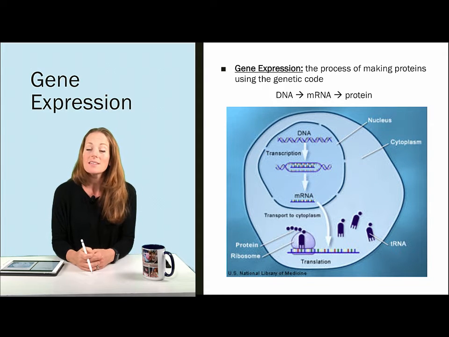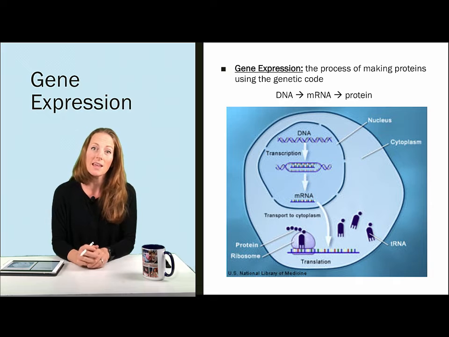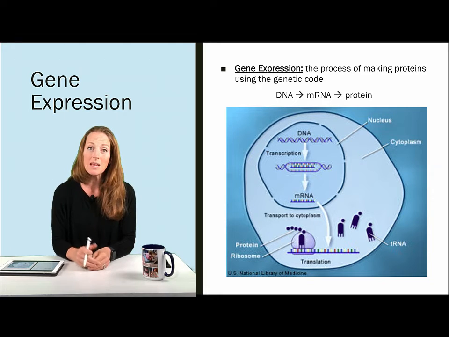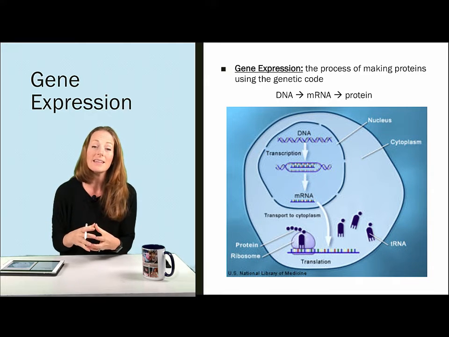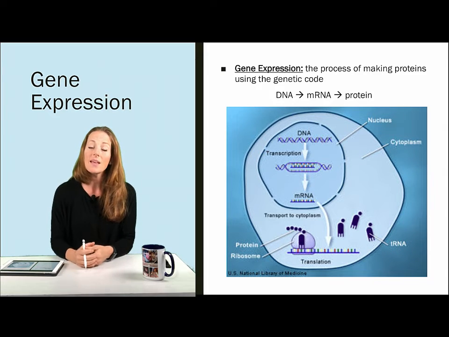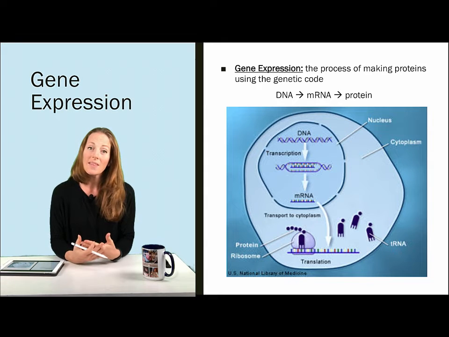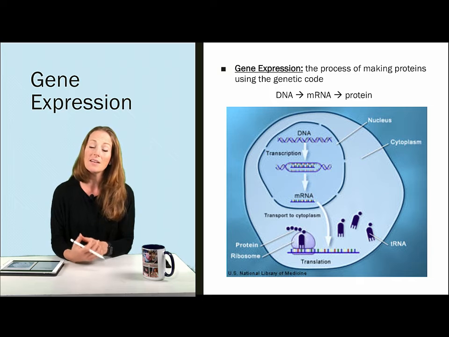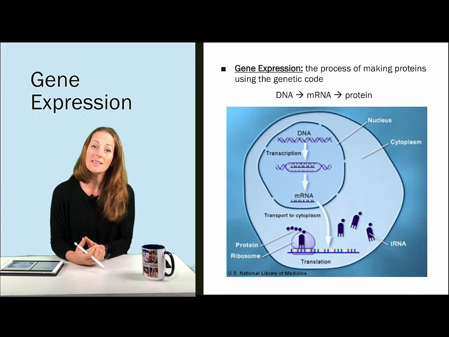Gene expression is the process of making proteins from the genetic code. The genetic code starts with the DNA in the nucleus. DNA, however, is protected and cannot leave the nucleus. So there's an intermediate that reads the DNA and sends that DNA code into the cytoplasm of the cell. That's the mRNA. The mRNA is the messenger RNA that goes out to the cytoplasm of the cell to direct protein synthesis or the formation of proteins within the cell.